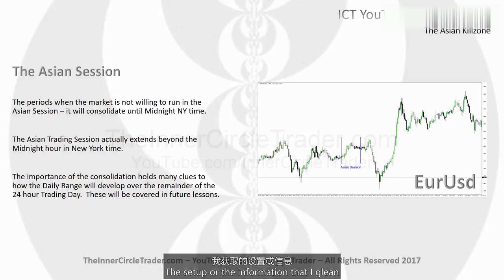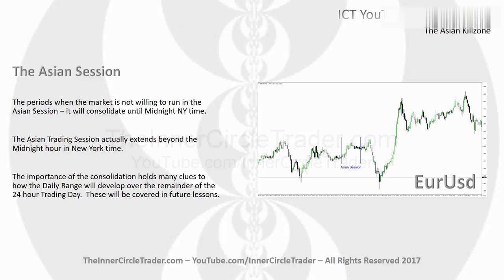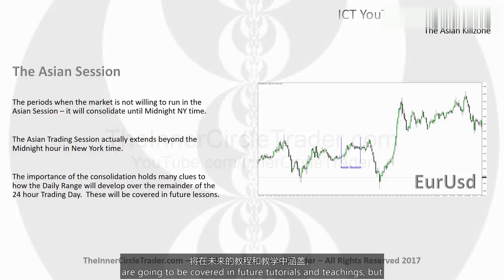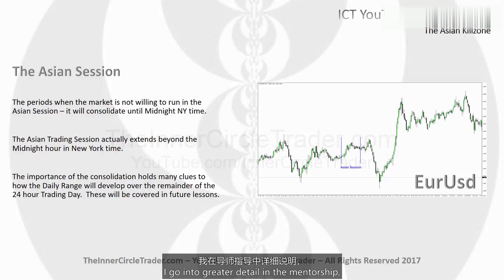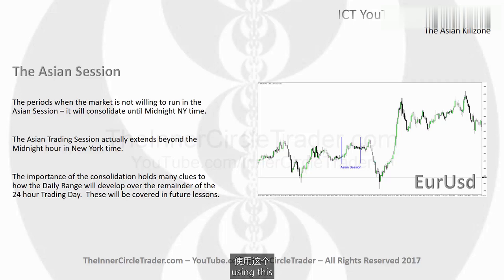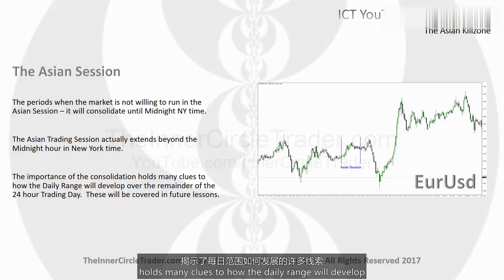The setup or the information that I glean from these hours prior to midnight are going to be covered in future tutorials and teachings, but there is a limitation because I go into greater detail in the mentorship, but you will get a plethora of insights using this specific range of time. But for now, the importance of the consolidation holds many clues to how the daily range will develop over the remainder of the 24-hour trading day. Now, these will be covered again in future lessons.